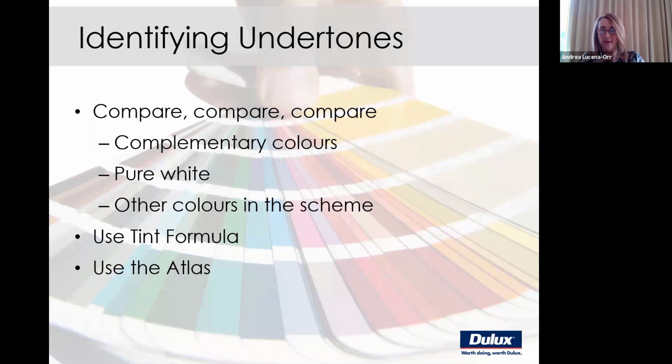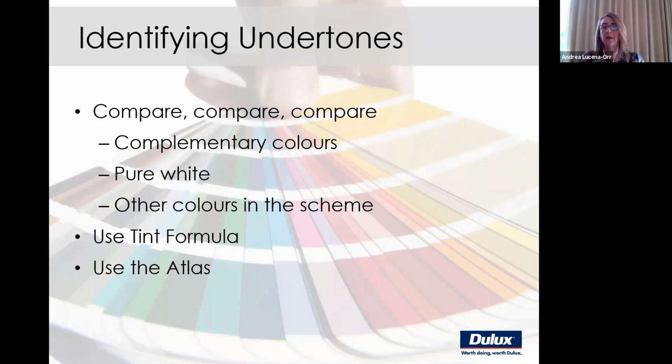You know, we're not KFC. We don't say that our formulas are secret. You can actually find out what that formula is made up of. It's a really important thing. If you've got a complex neutral in particular or a complex colour just generally, by understanding the tint formulation, it really does help you understand what will be that predominant undertone in the space.